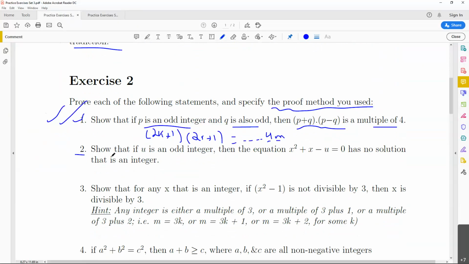Exercise 2, part 2. Show that if u is an odd integer, then the equation x squared plus x minus u equals 0 has no solution. Again, usually what we do is has no solution that is an integer. That's important. Usually our first thinking is direct proof. So if you want to do this with a direct proof, you try to do something like calculating the discriminant, b squared minus 4ac, something like that. But you probably won't reach anywhere using this. So a different approach is contradiction?